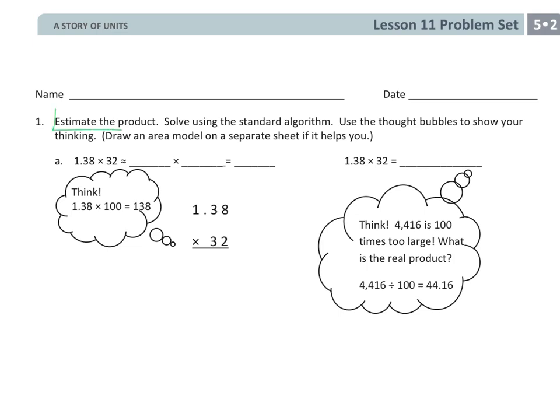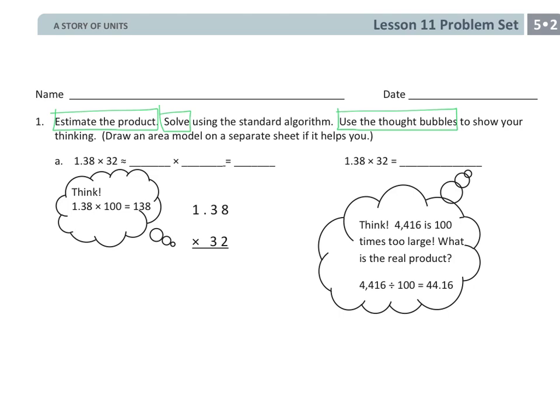Same thing like we did last lesson. They want us to estimate the product, and then they want us to solve using standard algorithm. And I'm going to teach you guys how to use the thought bubbles to kind of show your thinking out loud on paper. It says draw an area model on a separate sheet of paper if that helps. We're going to skip that part because we want to make sure that we are proficient or fluent on multiplying using more of a standard algorithm kind of way.